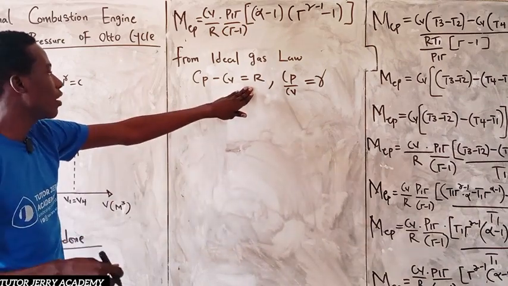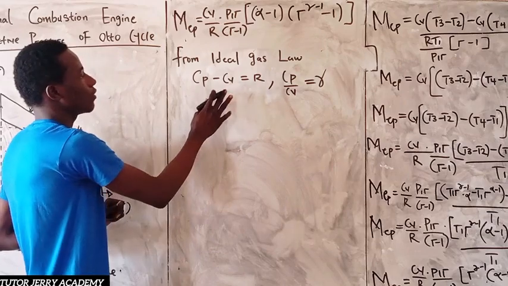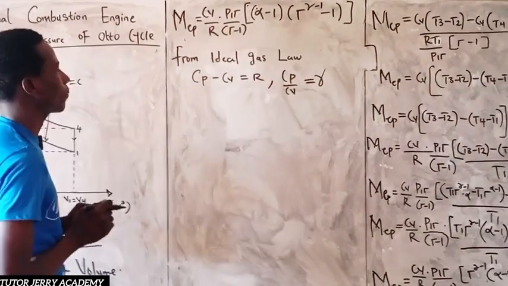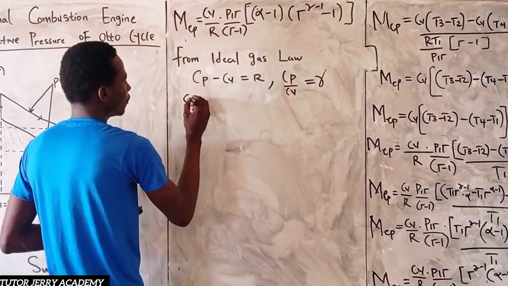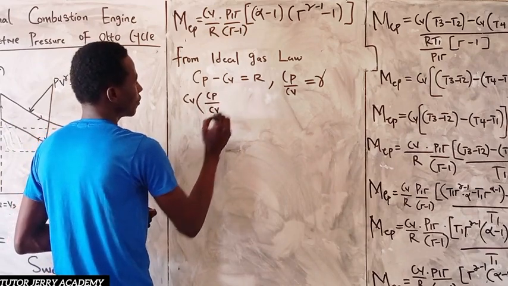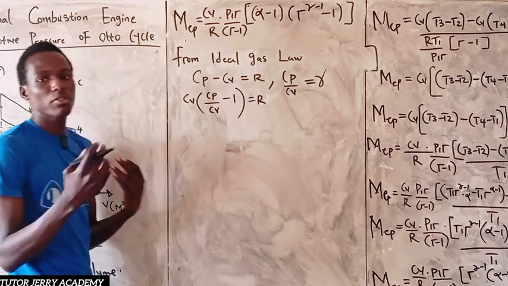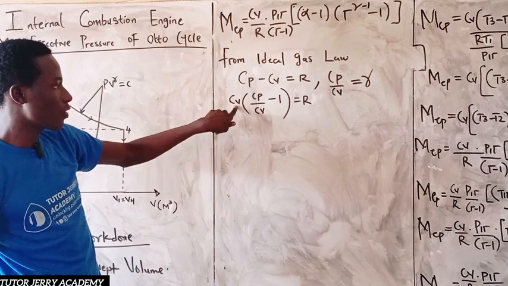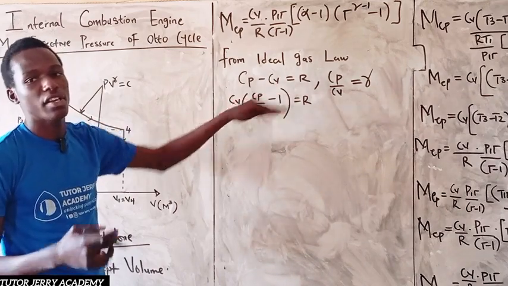Now from here we can decide to factor out Cv. If we factor out Cv from this place, what are we going to get? So if you factor out Cv, you are going to have Cv into the bracket of Cp over Cv minus 1, close bracket, is equal to R. I hope you are not confused with what I just did. I just factored out Cv from here. If you multiply through, of course, Cv will go with Cv, and Cv multiplied by minus 1 is minus Cv. We have what is here back.